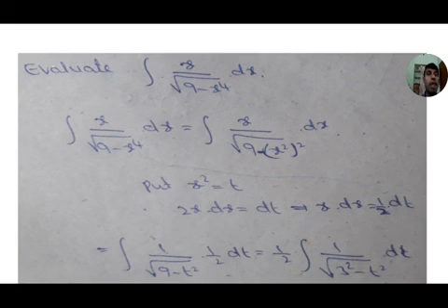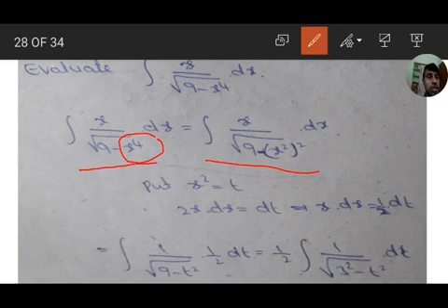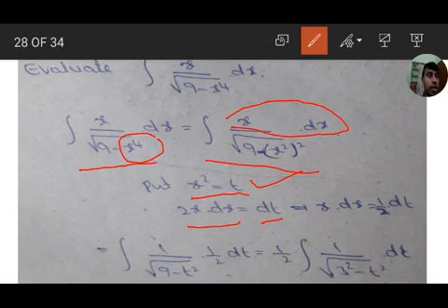Next problem. Evaluate integration of x by square root of 9 minus x to the power of 4 dx. Here also it is not in the standard form. This x to the power of 4 can be written as (x square) whole square, and substitute x square equal to t. So differentiate: 2x dx equal to dt. So we have only x into dx, so x dx equal to 1 by 2 dt.